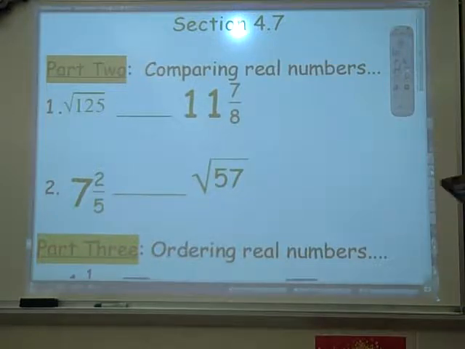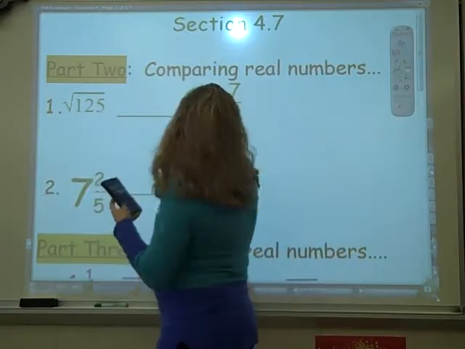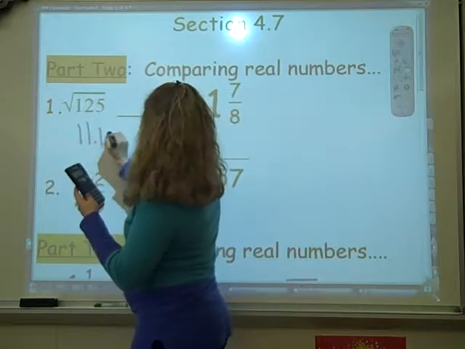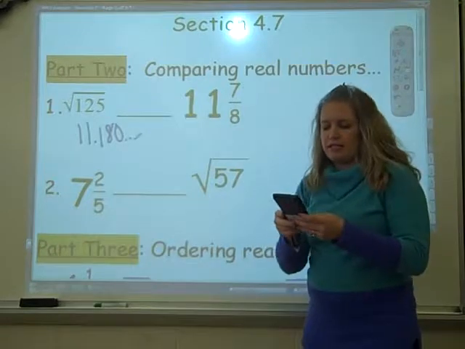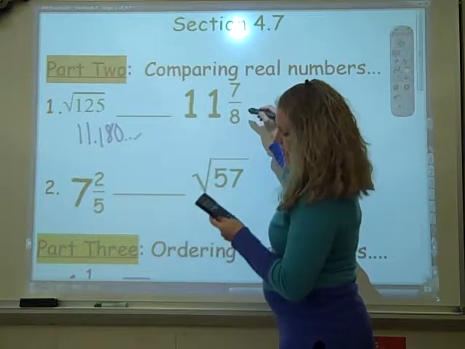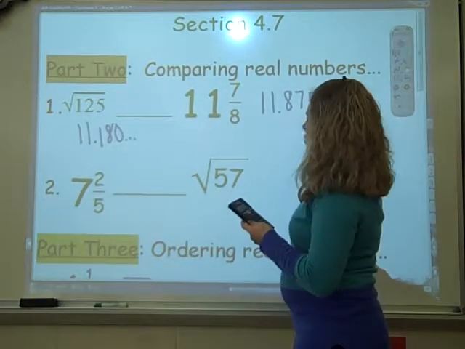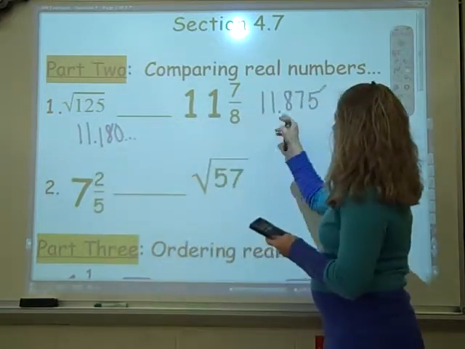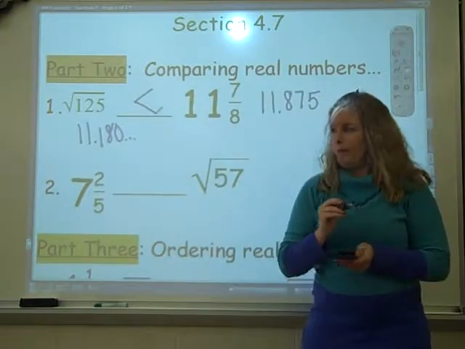All right, the square root of 125 is equivalent to 11.180, and it keeps going on forever. And we have 11 and 7/8, and 7/8 is equivalent to 0.875, so 11.875. So I'm converting each to a decimal and then comparing them. Well, 0.1 and 0.8, this makes this one greater, so you fill in the appropriate symbol.